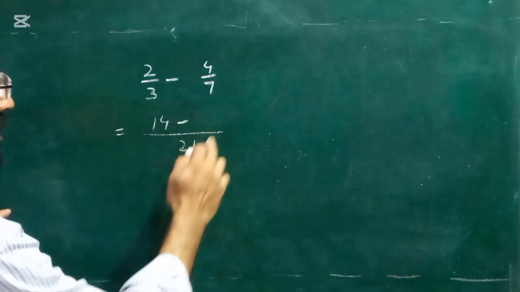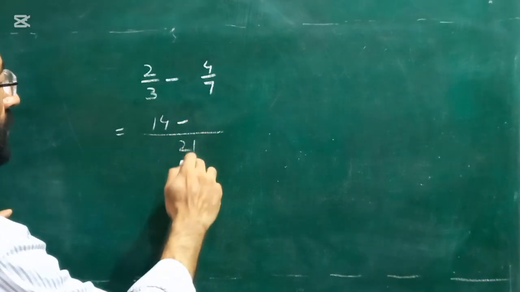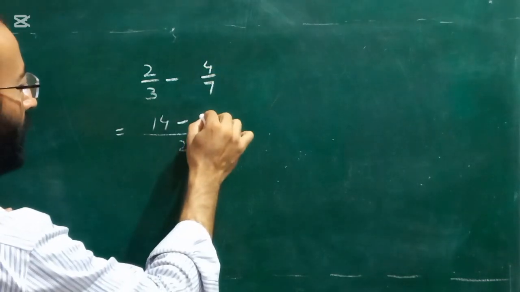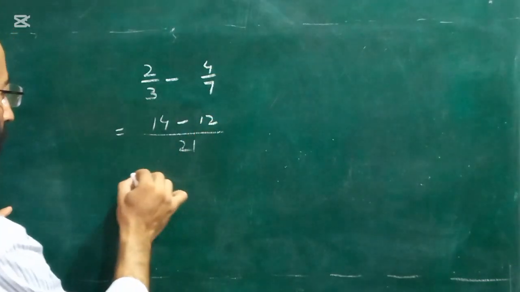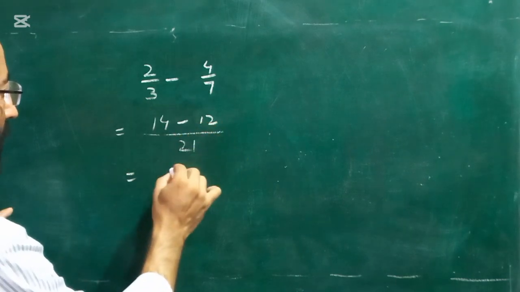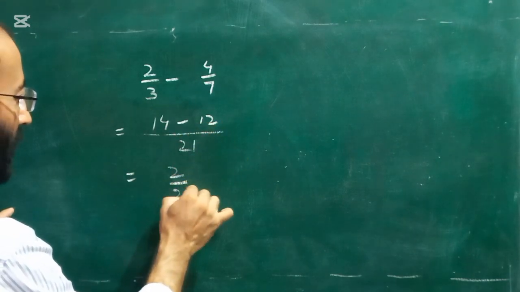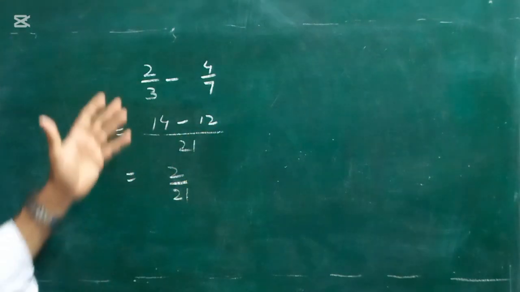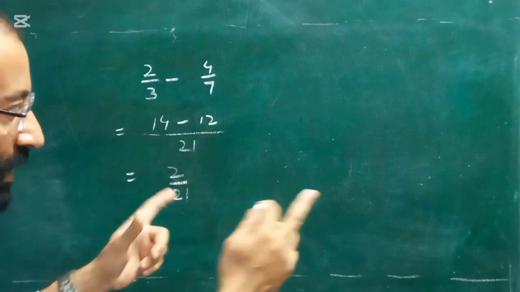Now read the table of this up to this. 7 3s are 21. That 3 will be multiplied with 4. So 12. Now subtract these two values, 14 minus 12, 2, and 21 is as it is. So this is another method to solve that portion.